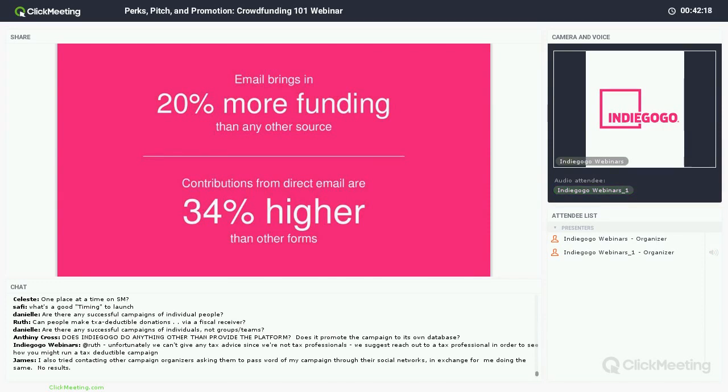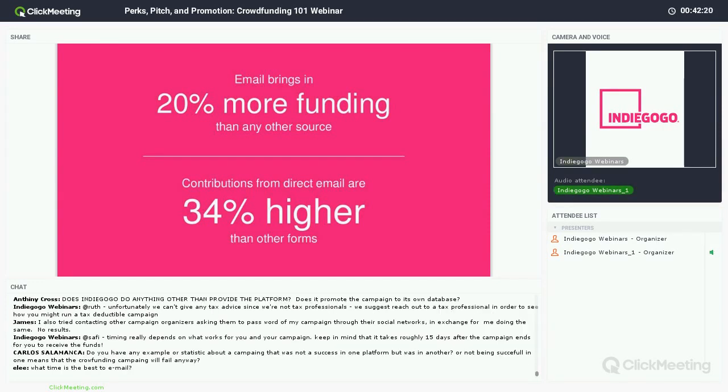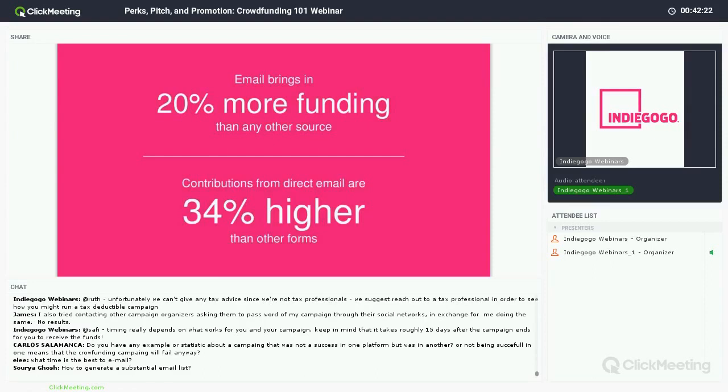If you hit that 30% mark, you are much more likely to hit and exceed your goal than if you don't. This is a hugely important thing to keep in mind, to remember as you move forward. This is why the pre-campaign promotion is so important. So you want to spend time building that email list.